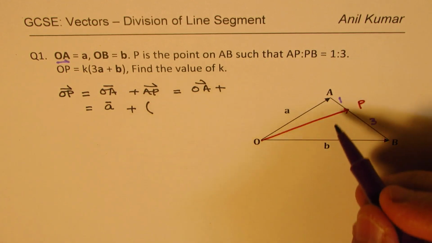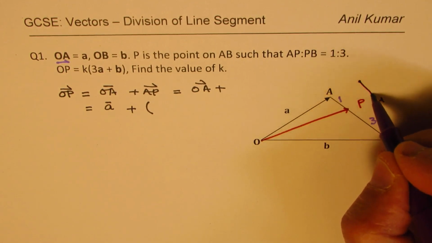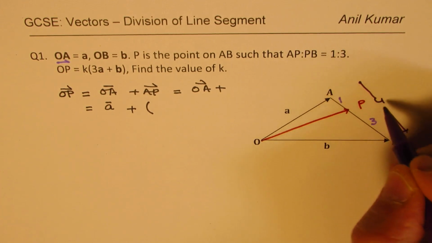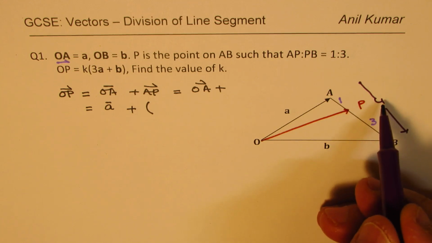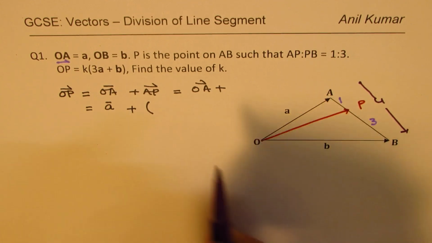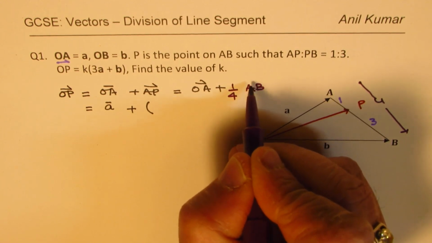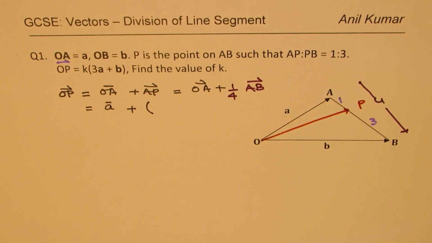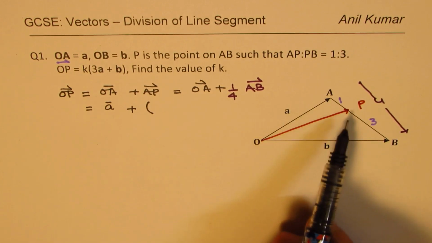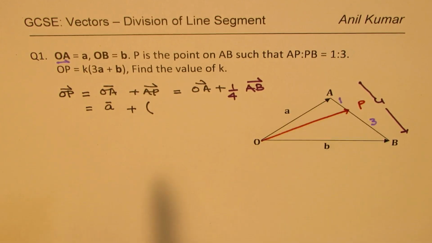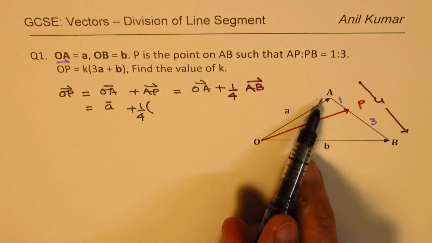Now if you see, if this ratio is 1:3, then the total is 4. So from here to here, the units are 4. Therefore, A to P is 1/4 of AB. Let me write this as 1/4 of vector AB. Does it make sense to you? So that is what A to P is, 1/4 of AB. So we'll write this as 1/4 of A to B.